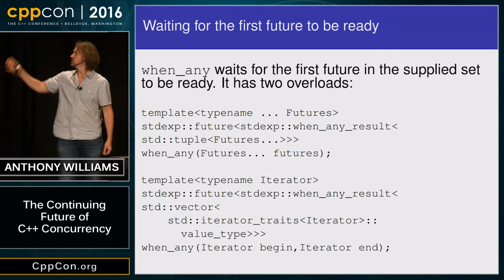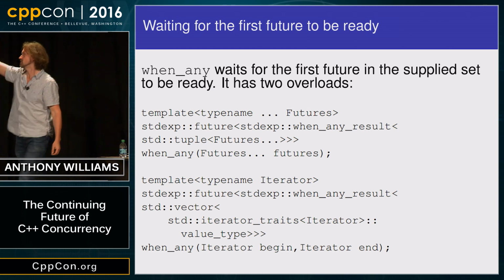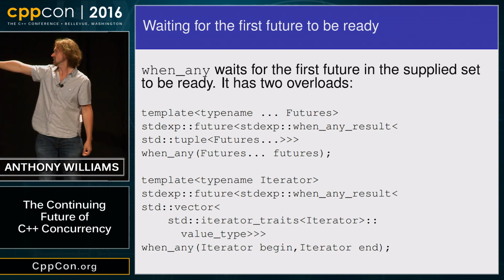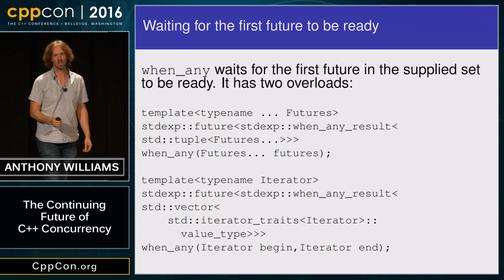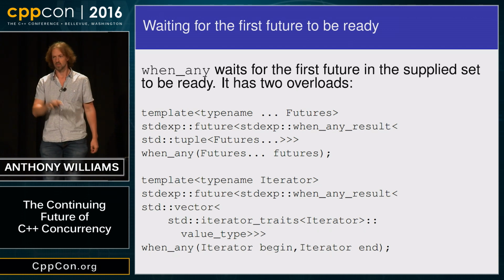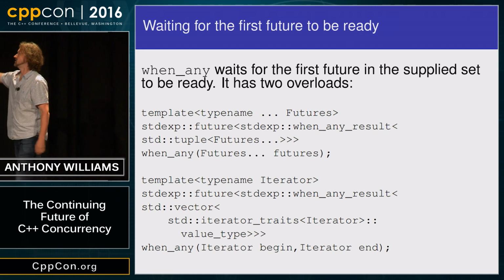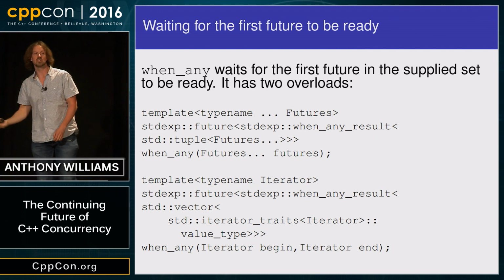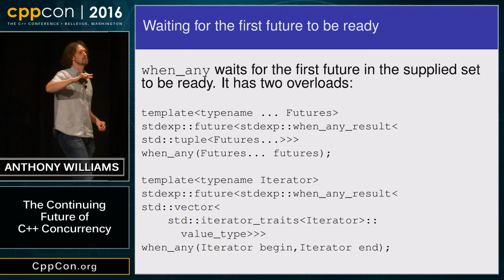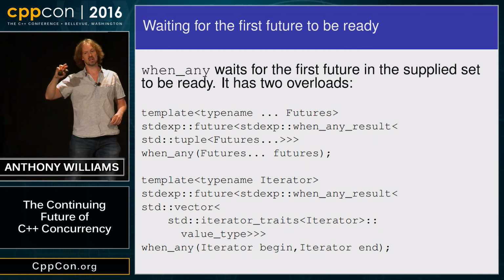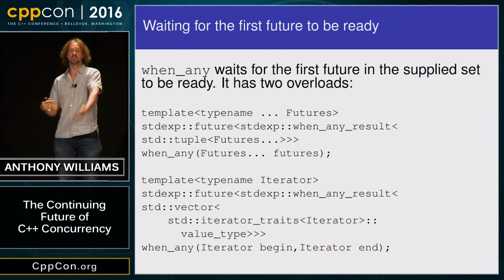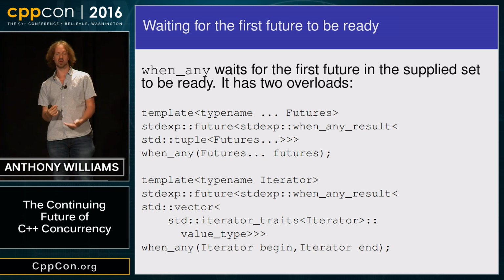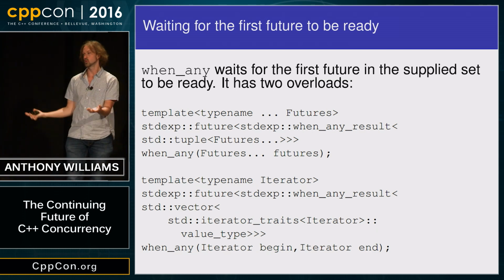The bottom overload also has a great big long return type, but actually it's just when_any on an iterator range. So you pass in a range, any iterator range, and it will iterate through and build your set. The result is always a vector that holds the futures that were passed in, regardless of where your iterators came from.